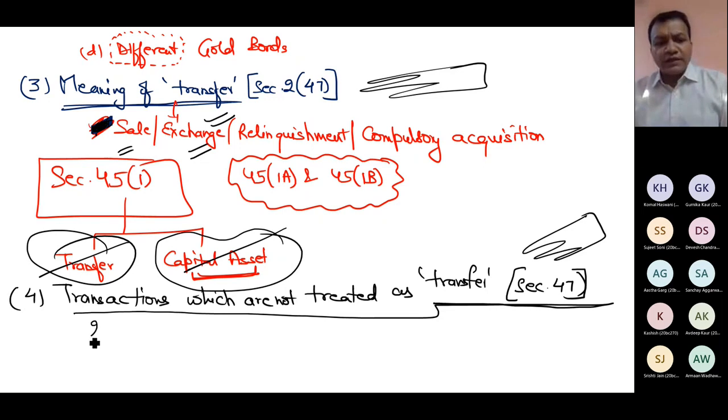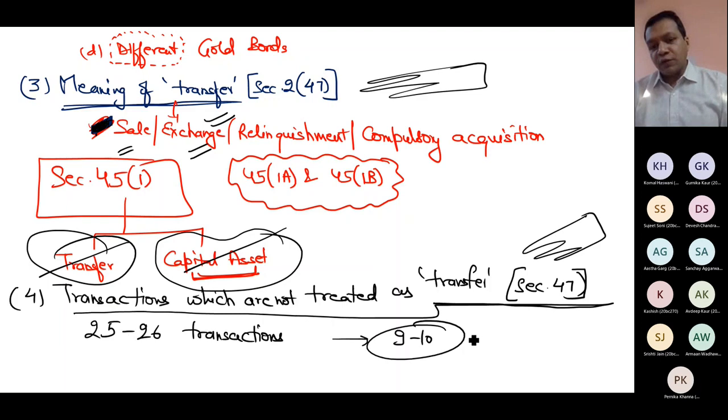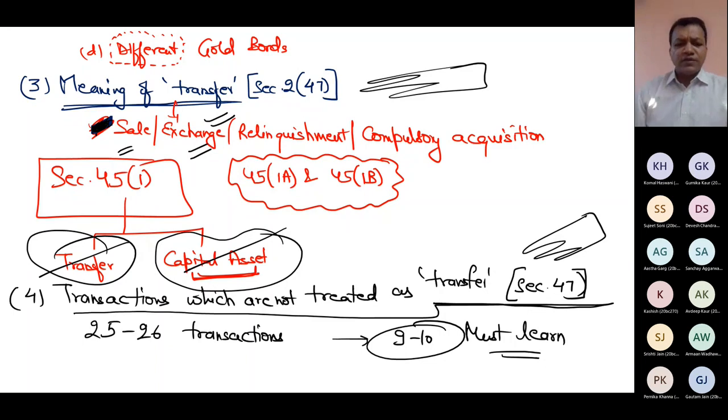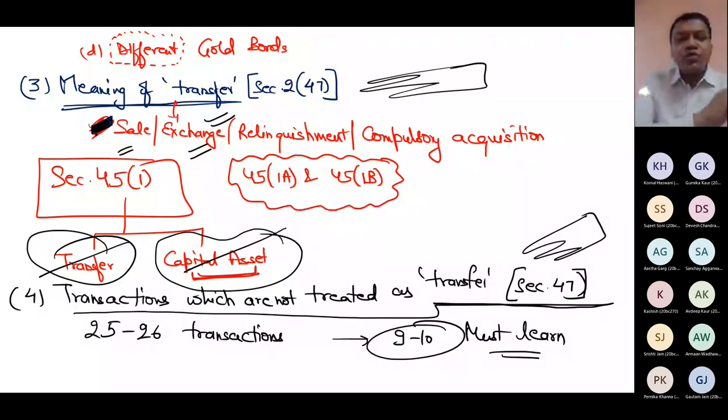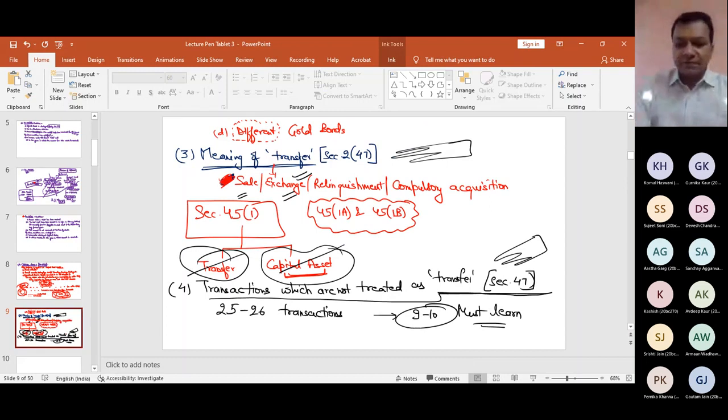Now around 25 to 26 transactions are there, but in your course you are not supposed to learn all those. I will tell you those which you have to learn. Around 9 or 10 you must learn. You must learn around 9 to 10 of section 47 transactions. I will write these for you now, but in reality you are having 25 to 26 such transactions which are not treated as transfer. Let me show you the Act now.